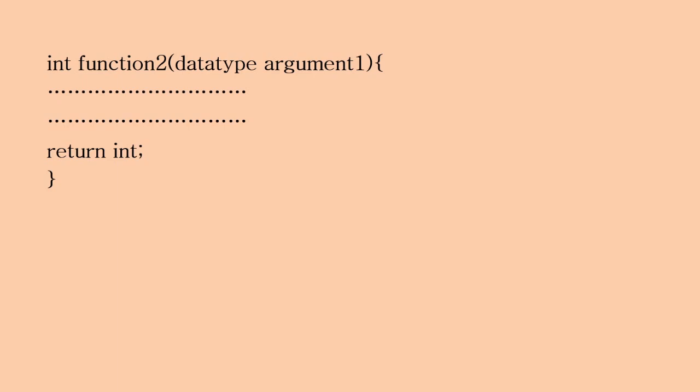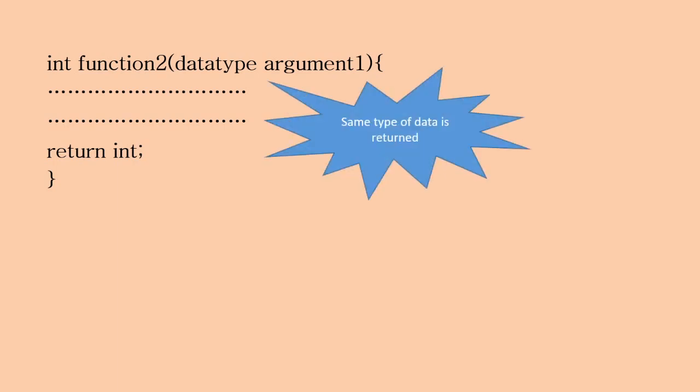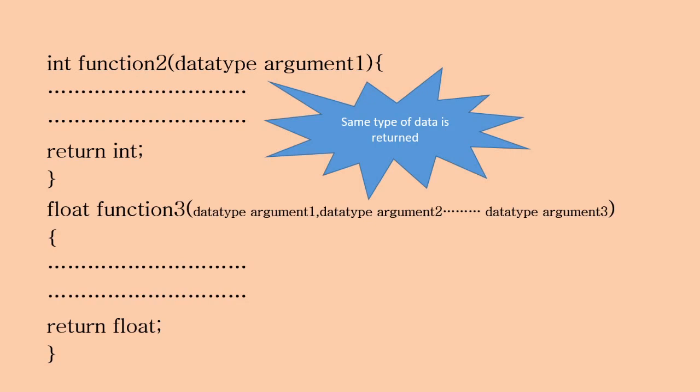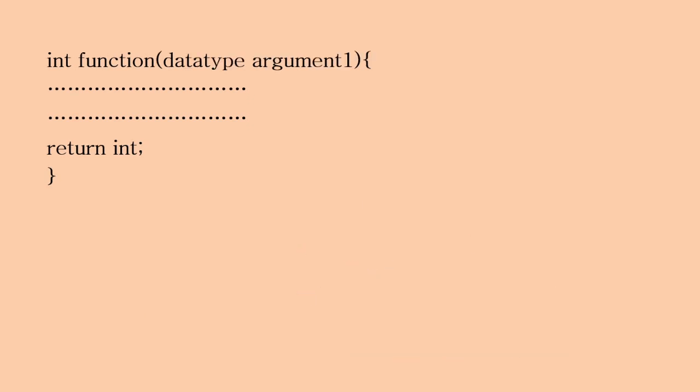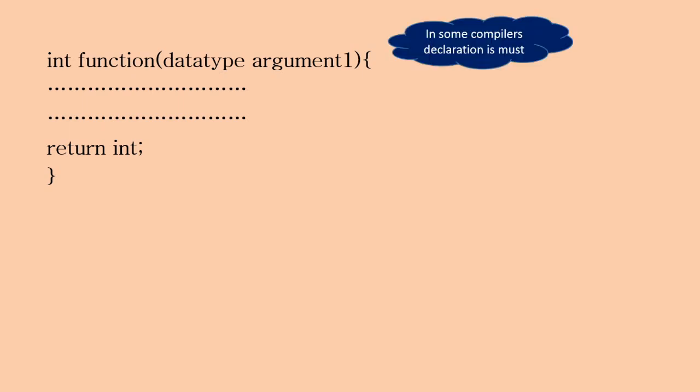As you can see, int is a return type, so whatever value you are returning is also of the same type. Float function 3, here you can say data type argument 1, argument 2, and so on up to argument n. So here you are returning float as your return type is float, right? Int function data type argument 1, return int, right? In some compilers, declaration is a must. From the opening curly bracket to the closing curly bracket, this is the definition.